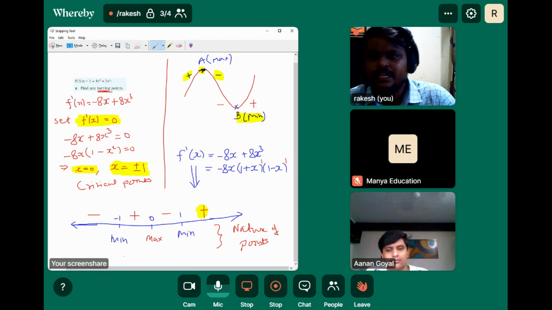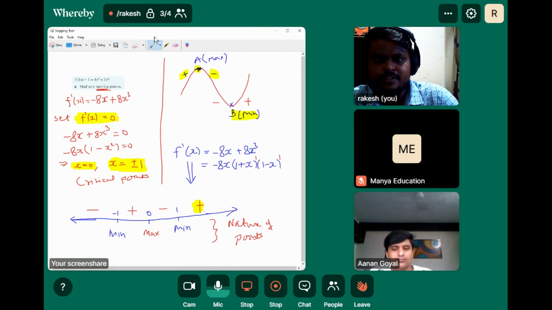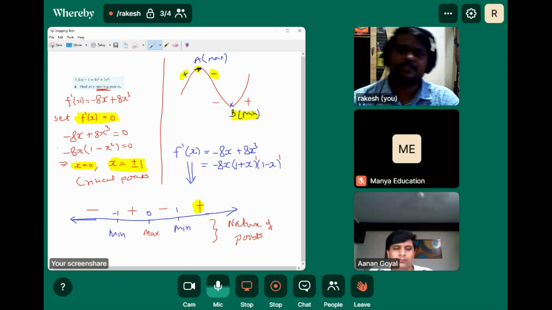And the interval, like if suppose I ask you to let me know the interval in terms of x where the function is increasing or decreasing.